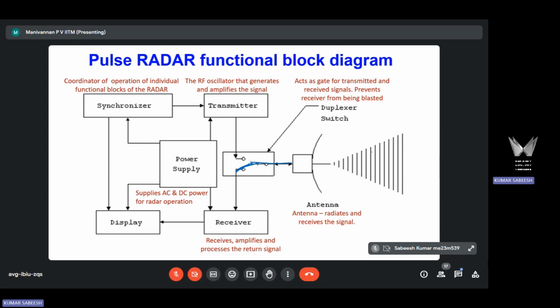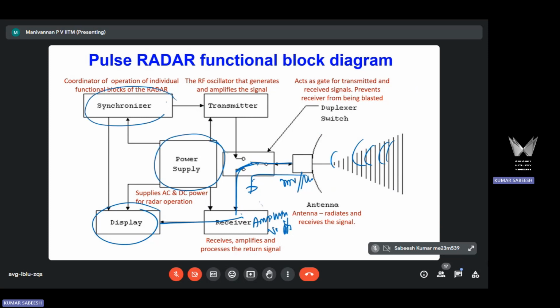Now, from here, the received signal comes. That voltage, which is generated in millivolts or microvolts, will be connected to the receiver. In the receiver, there is an amplifier. From millivolts, it amplifies to volts. That is sent to the display circuit. Okay. So, we need electrical power. There is electrical power. Then another circuit, a synchronizer, is there.